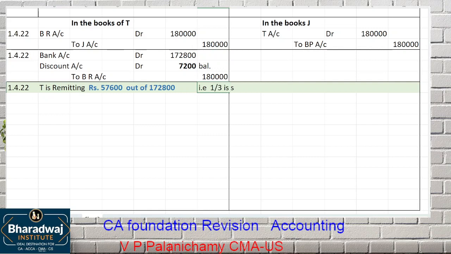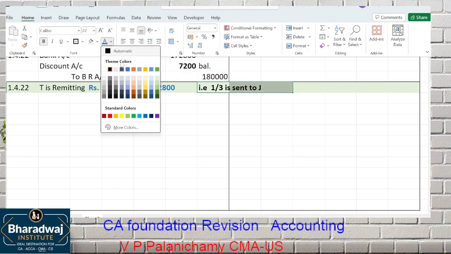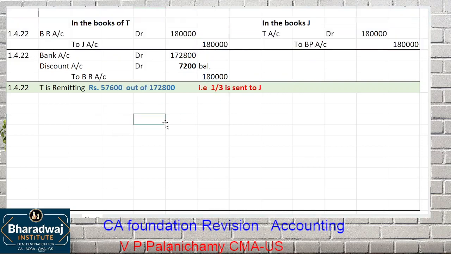One third is sent by T to J. Any doubt in it? This is the most important part to understand. You got 1,72,800. Out of that, you are giving me how much? 57,600, which means one third is sent to J. So what is the entry for sending money? What is the entry you'll pass?